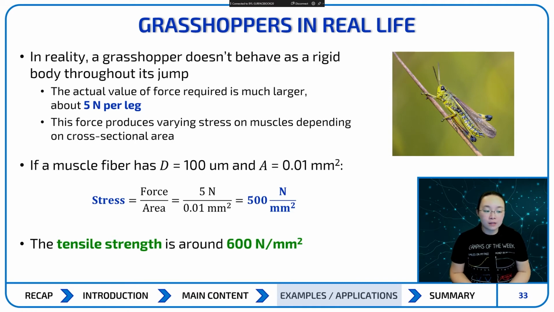Now, the tensile strength you can also calculate. It's approximately 600 newtons per millimeter squared. So fairly similar.